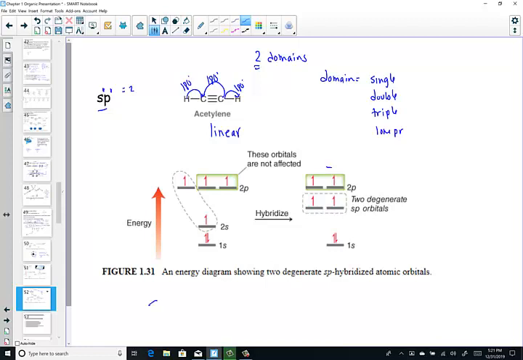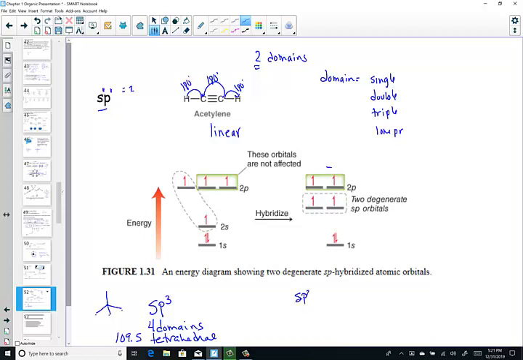So an sp3 is 4 domains. It will always be tetrahedral. That means the bond angle is about 109.5. Think about its geometry, and you have these like the base of a pyramid with a straight up point.